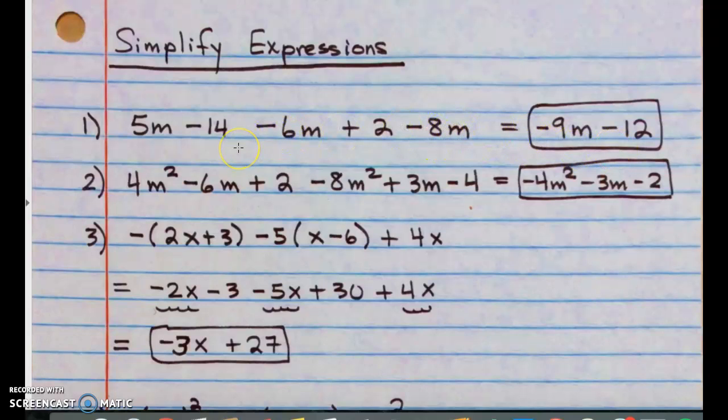So when you're adding and subtracting expressions, you're not changing this m at all. So we're just adding and subtracting a certain type of thing. Maybe it's a cat. Here, 4m squared take away 8m squared is minus 4m squared. So here we're adding and subtracting things, so remember that that's not going to change the type that it is. Minus 6m plus 3m is minus 3m. And then 2 take away 4 is negative 2.